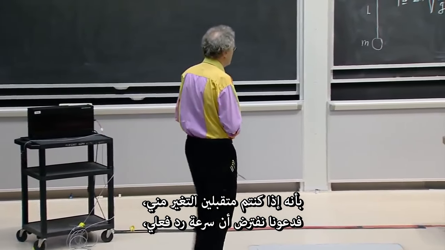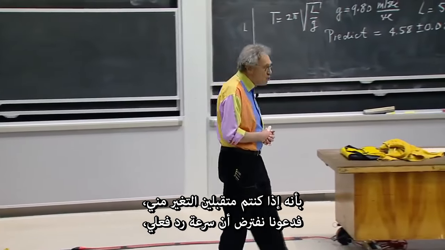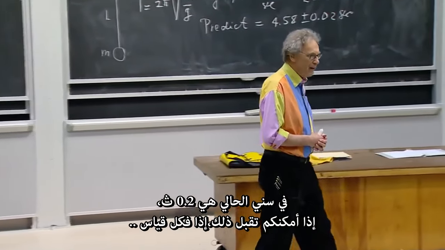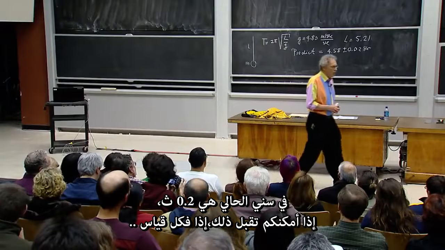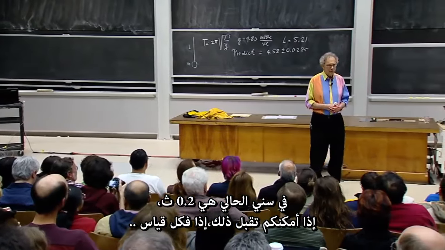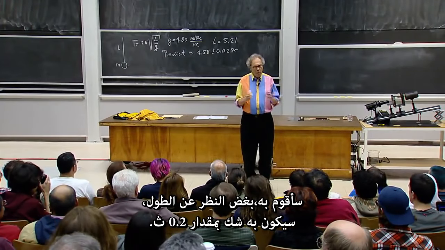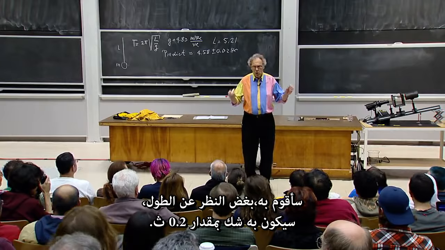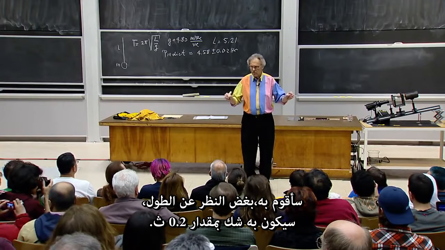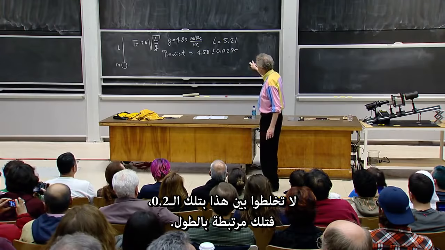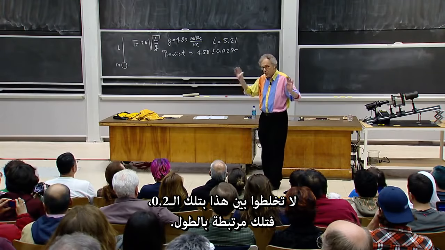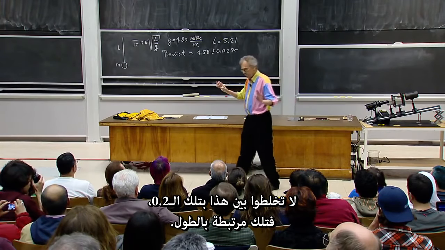to me for a change, let us assume that my reaction time at age 75 is now 0.2 of a second. So if you can live with that, then every measurement that I make, no matter how long it is, is uncertain to 0.2 of a second. Do not confuse that with that 0.02. That has to do with the length. All right.